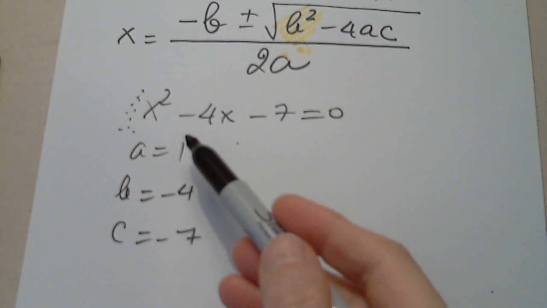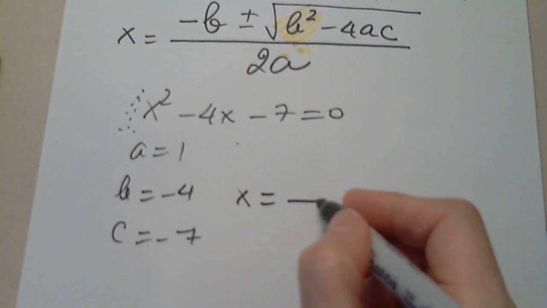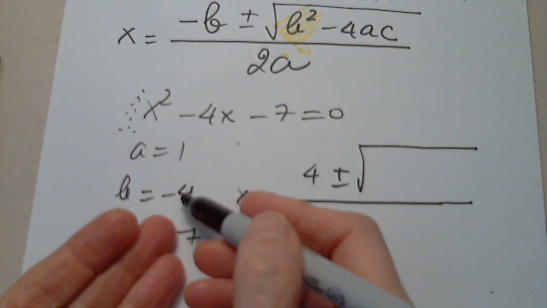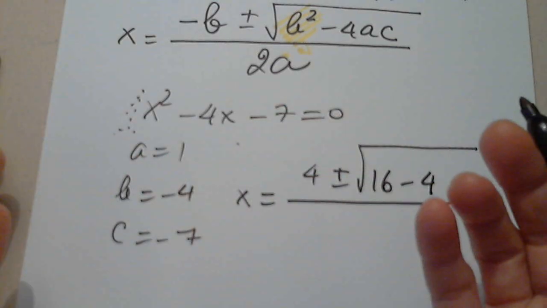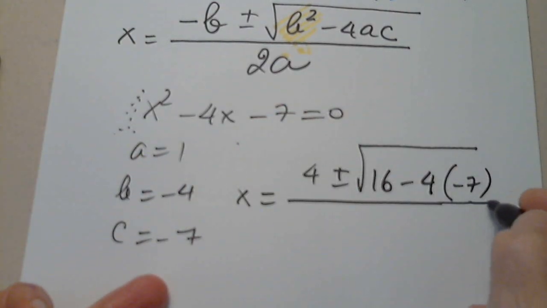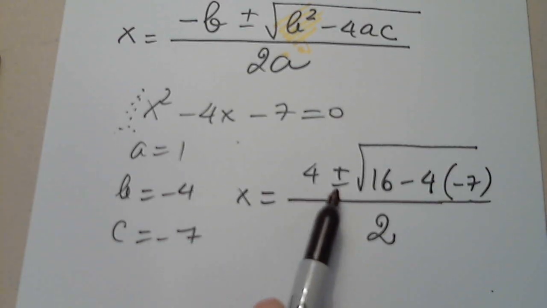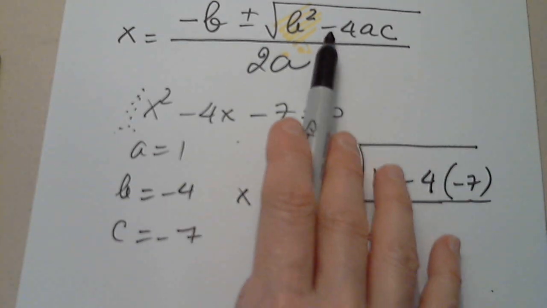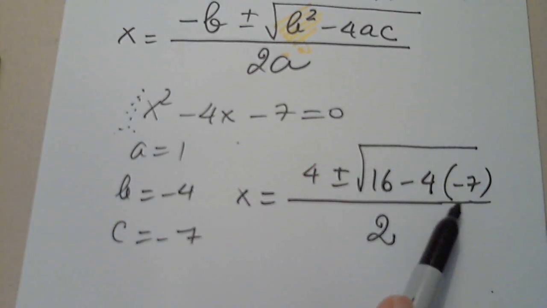All I have to do is take these numbers and plug them in. So then x equals negative b, negative 4, plus or minus the square root of b squared, which must be positive, minus 4 times a, I shouldn't even write it, times c, in parentheses, negative 7, over 2 times a. Again, negative b plus or minus the square root of b squared minus 4 from the formula, a is 1 times c, which is negative 7.